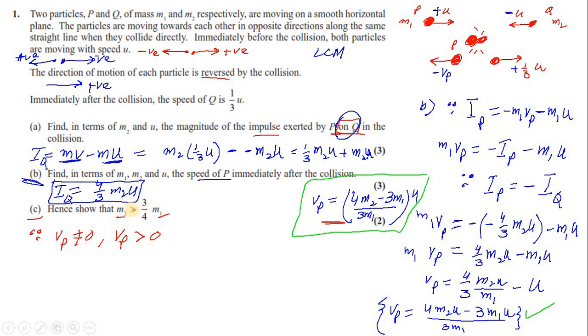The magnitude of the speed of particle P should be positive. It cannot be 0. So for this equation, Vp cannot be 0. That means 4 m2 minus 3 m1, divided by 3 m1, should be more than 0. And now you have an inequality, and you solve this inequality to make m2 the subject. You can pause your video and try to solve it for m2. I'm not doing these steps here, I'm just leaving them for you. So m2 would be greater than 3/4 of m1. You should get this relation, which is the required one.